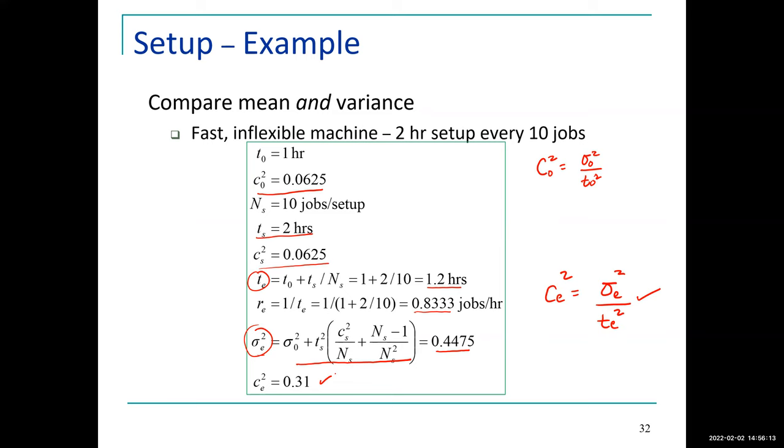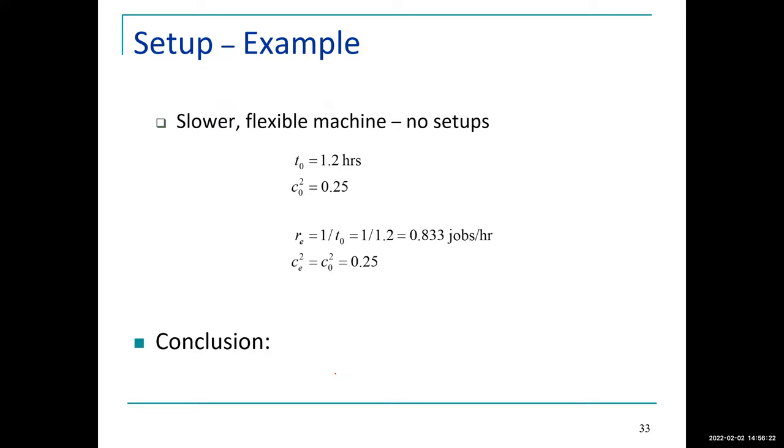If we look at the slower flexible machine, and we compute the RE, we did already, 0.83 jobs an hour. The effective coefficient of variation, since we have no setups in this one, will be equal to C0 squared, which is 0.25. So what this conclusion is telling us is that having flexibility in your system can reduce the variability. And in addition to that, since you are reducing the variability, you should be able to get a better throughput and cycle time for your system.